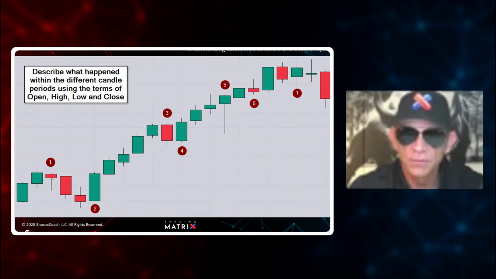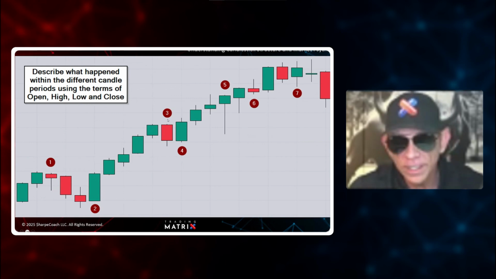There was a very, very small candle body. We go to 2, it's the opposite. In 2, we open and we rally all day. This tells us there was buying. The buyers were in control all day. The market went out near the highs in a big, full candle body.